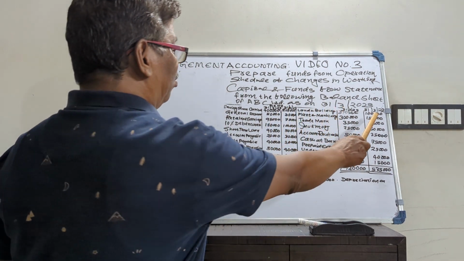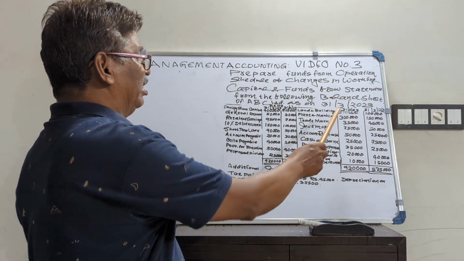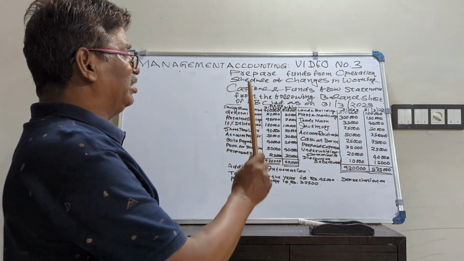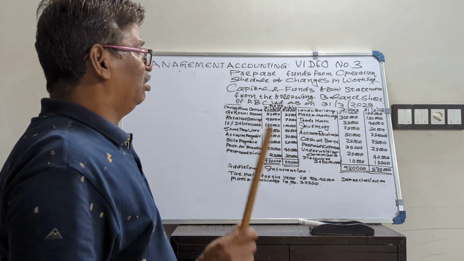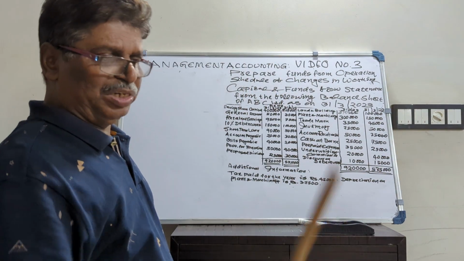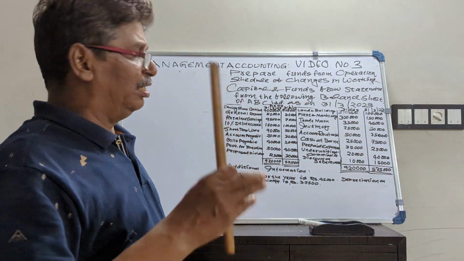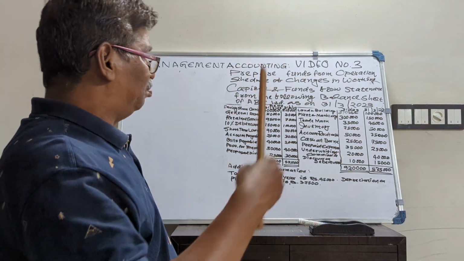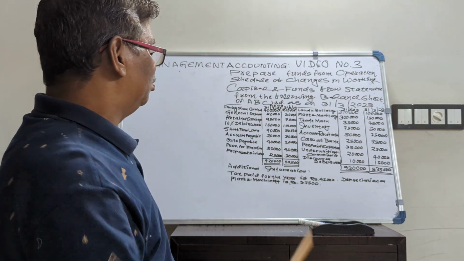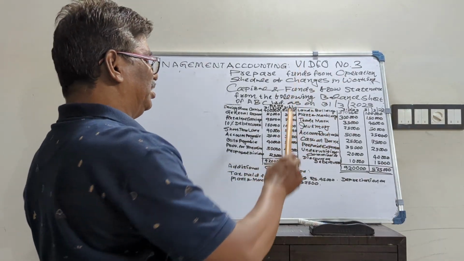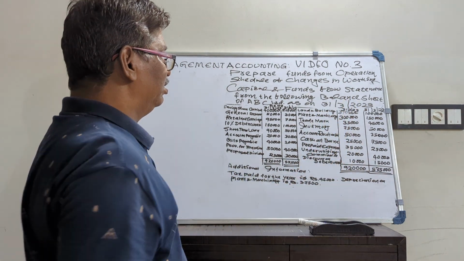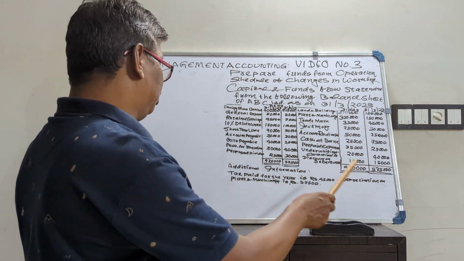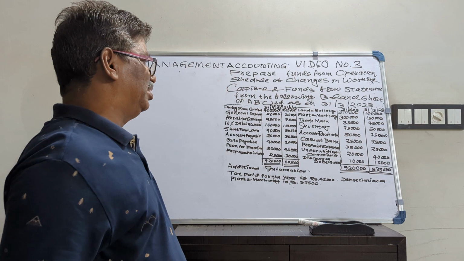The land and building opening was 1 lakh, closing 3,70,000. So 2,70,000 is additional purchase of land and building, which is an application of funds, because when we purchase a fixed asset, definitely our funds will go out of the business. Then plant and machinery opening was 1,50,000, closing 3 lakhs. Then there is an adjustment regarding depreciation on plant and machinery.